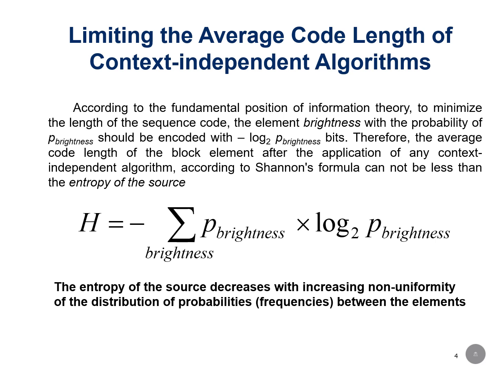Therefore, the average code length of the block element after the application of any context-independent algorithm, according to Shannon's formula, cannot be less than the entropy of the source. As a result, the entropy of the source decreases with increasing non-uniformity of the distribution of probabilities between the elements. And our main goal is to increase the non-uniformity of frequencies using difference color models with integer coefficients.